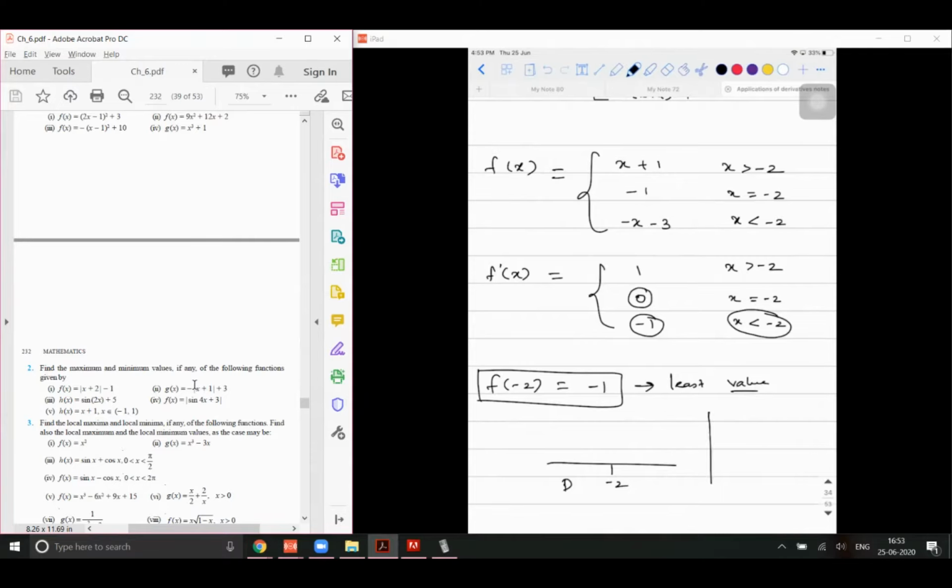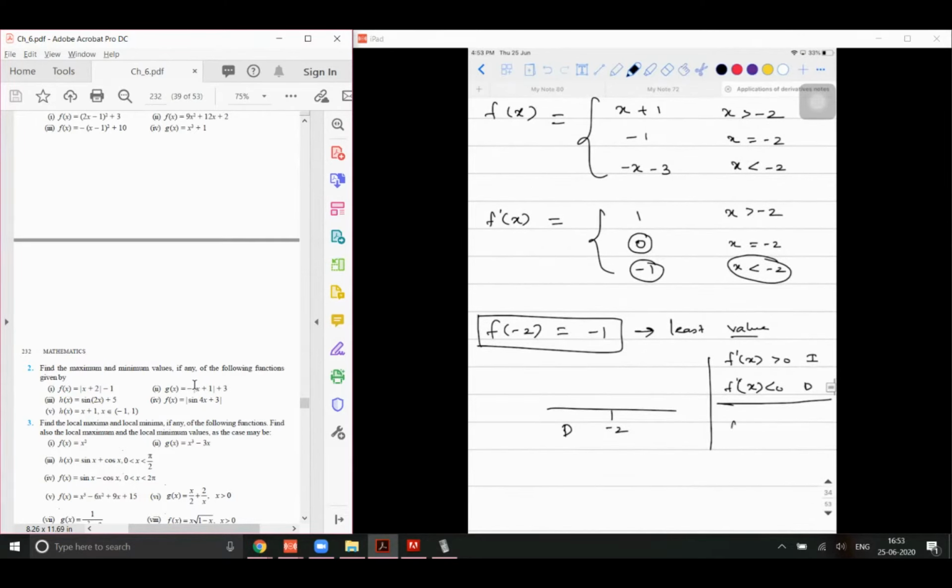I know this confusion will also come. f dash of x greater than 0, increasing function. f dash of x less than 0, decreasing. I understood why you people said decreasing. It's because f double dash of x greater than 0 means it is minimum. So don't get confused between minimum and decreasing. They both are different.